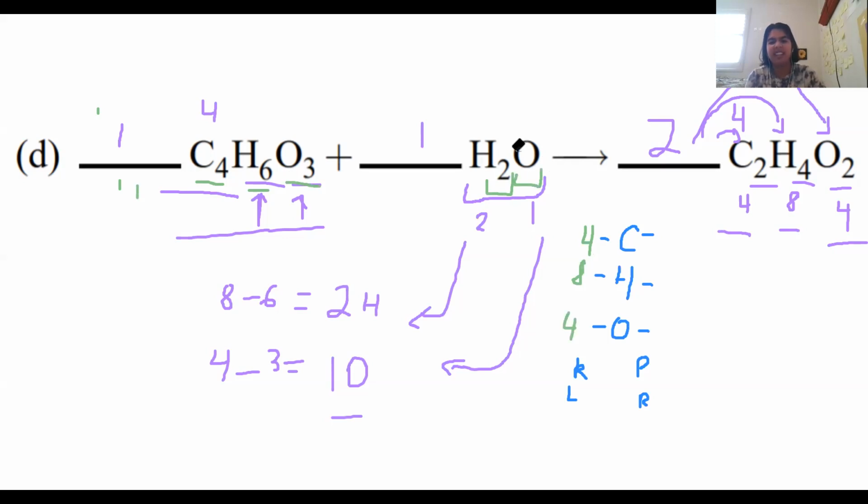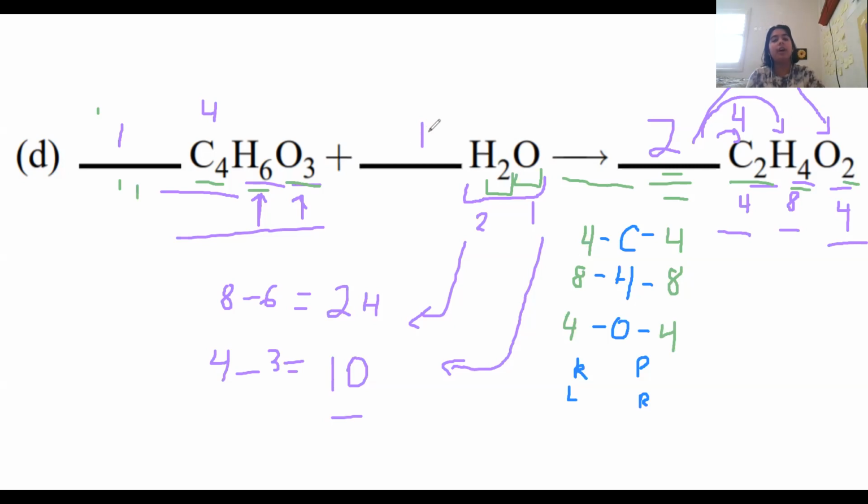Ooh, let me erase that 8. Let's do that again. That wasn't so good. There we go. And then on the product side, or on the right side, we have 2 times 2 is equal to 4. We have 4 times 2, which is equal to 8. And then we have 2 times 2, which is equal to 4. Would you look at that? They're the exact same on all sides, which means that our equation is balanced.